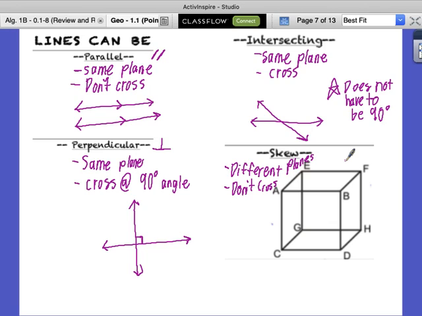Whereas this line up here, the one I was talking about originally, compared to this one beneath it, these would be considered parallel because they're both in this plane.